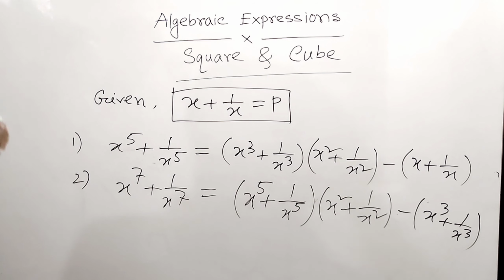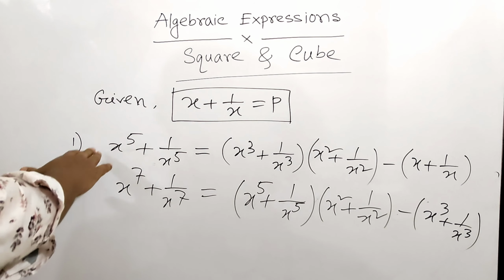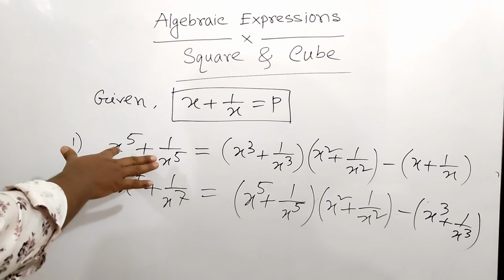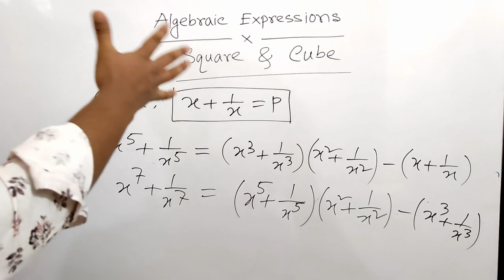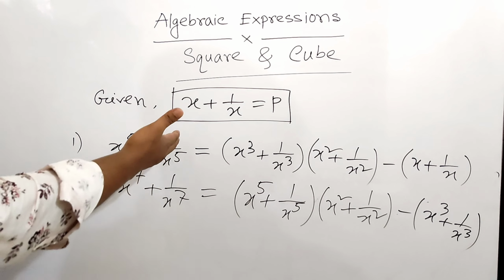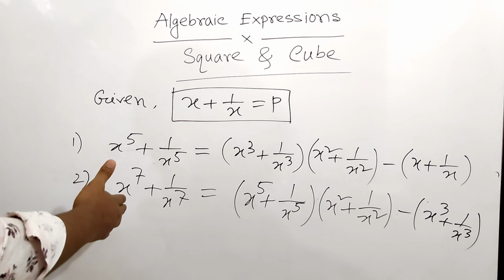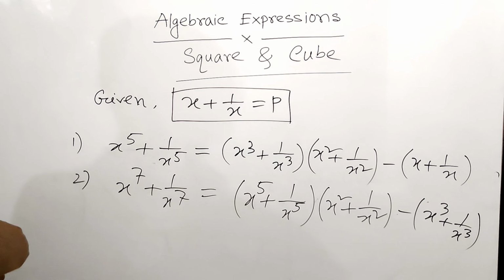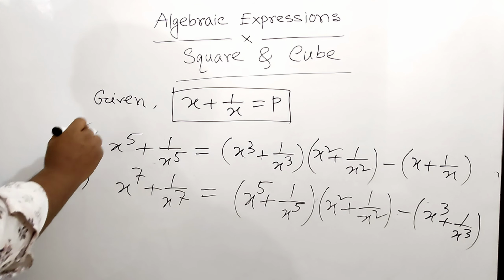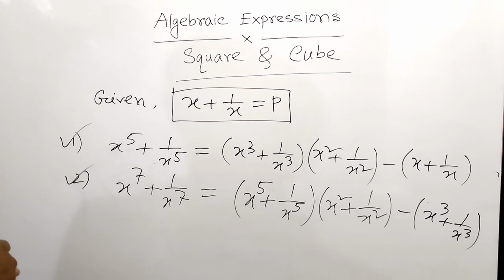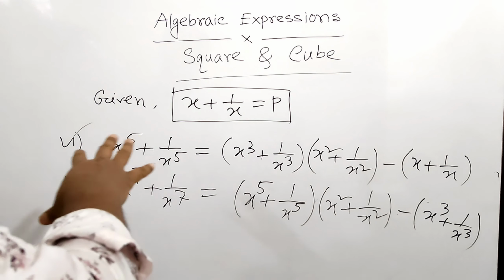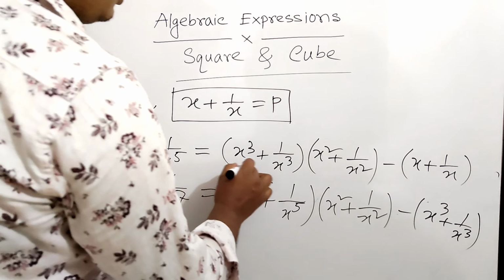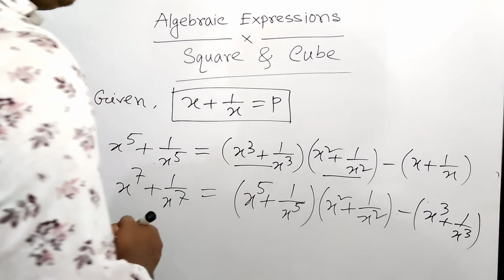That means if someone knows how to use number 1, how you can break down this expression, then you can easily find x to the power 7 plus 1 by x to the power 7, or it could be x to the power 11 plus 1 by x to the power 11, like that. Normally the question will come like number 1, and in some cases like number 2. If you know how to break down this expression, then you can easily use the formula, because we already know how to use the cube and the square formulas.